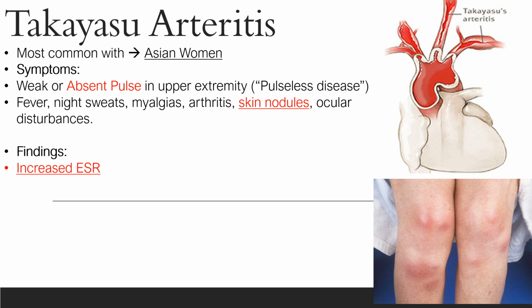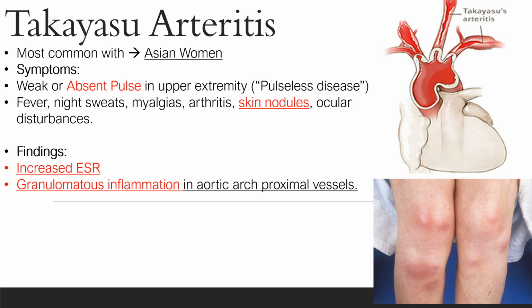And again, increased ESR and granulomatous inflammation. This is more in the proximal vessels of the aortic arch, and that's why I included that picture up here for you. These are just the nodules that you could see on the skin. And again, we would treat this with corticosteroids.